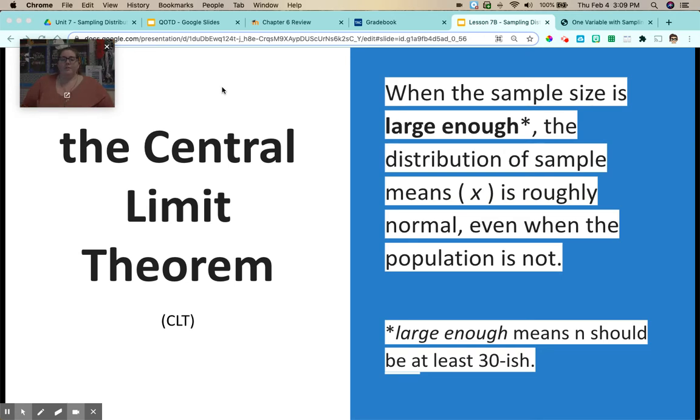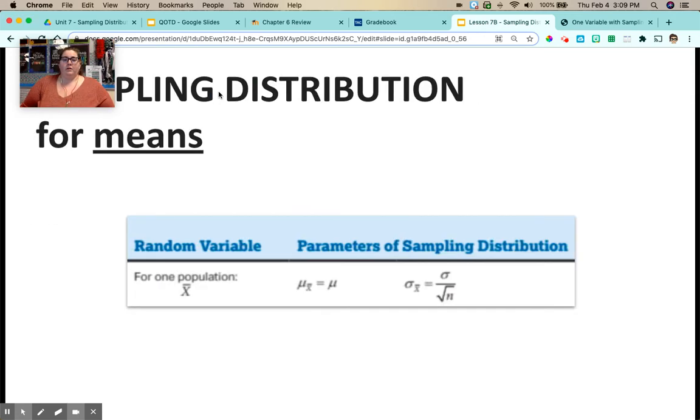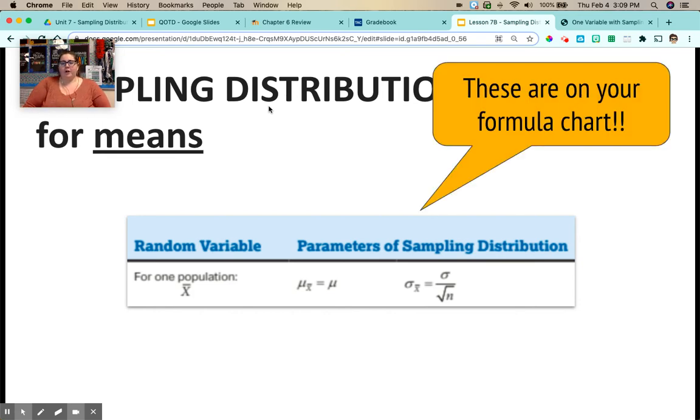So let's go ahead and move to our facts, numbers, assumptions, conditions for a means problem. So these are our formulas that came from our formula chart, just like before. This tells us what the mean of a sampling distribution is and the standard deviation of a sampling distribution for a numerical data problem, a problem dealing with means. So our first one, I'm saying the word mean a lot, so hold on.